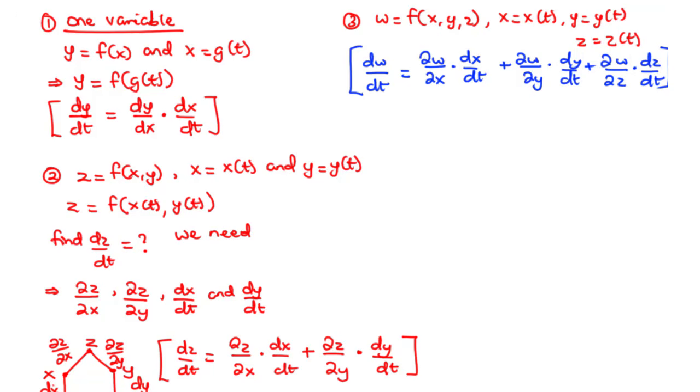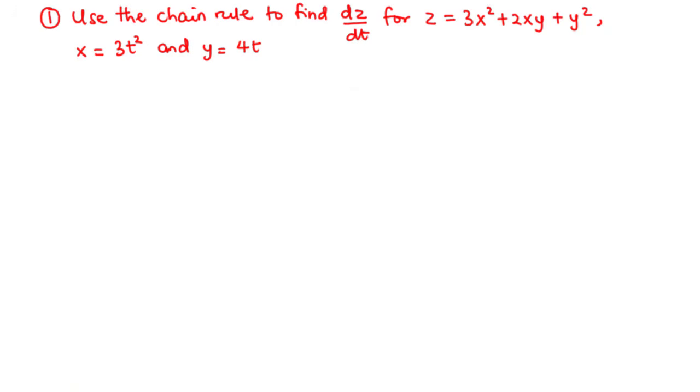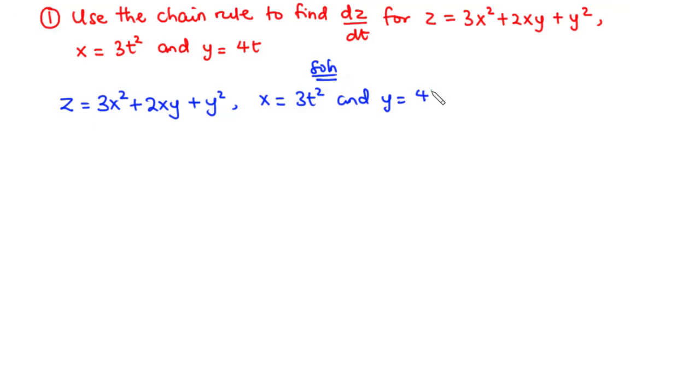Now at this point, let's consider some examples. So let's take our first example. In our first example, we are going to use the chain rule to find dz dt for z equals 3x squared plus 2xy plus y squared, where x is equal to 3t squared and y is equal to 4t. You realize that the function z here is a function of two variables, x and y, and x and y are functions of a single variable t. So x is equal to 3t squared, and y is equal to 4t.